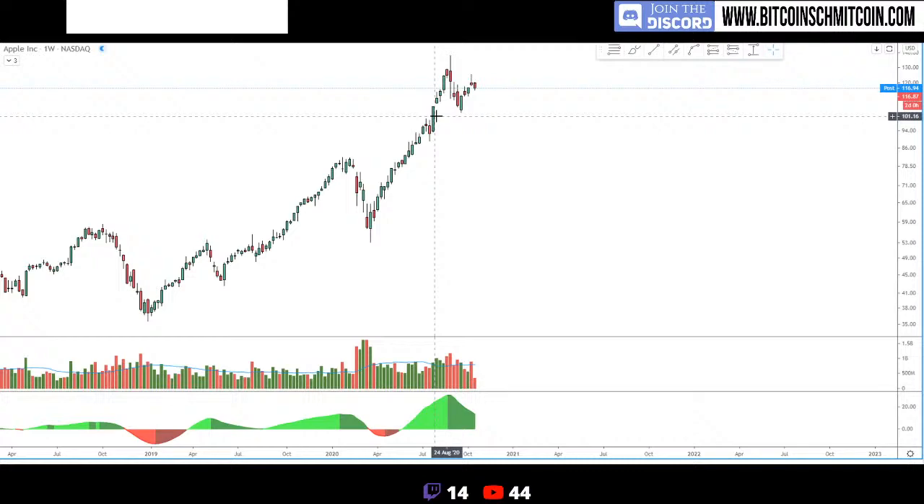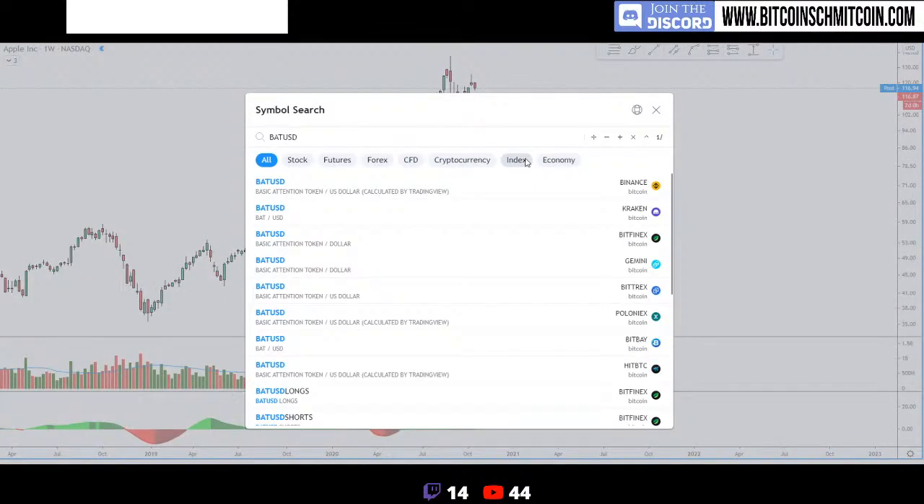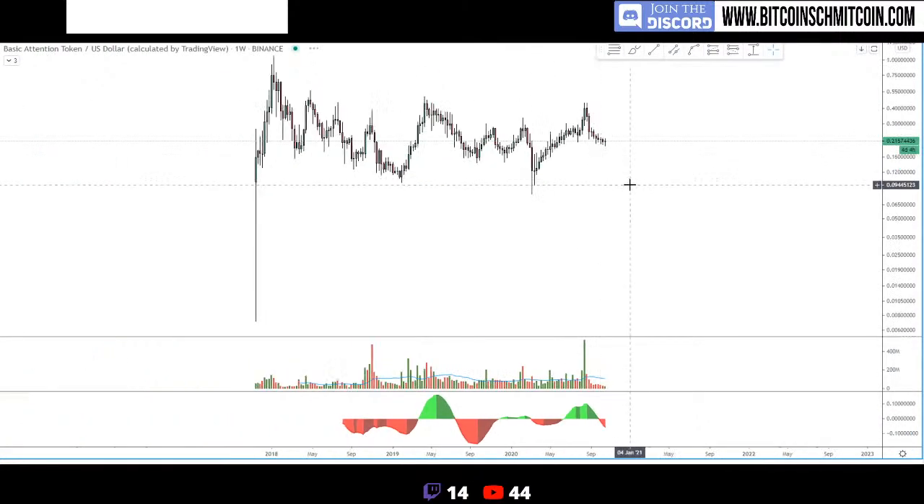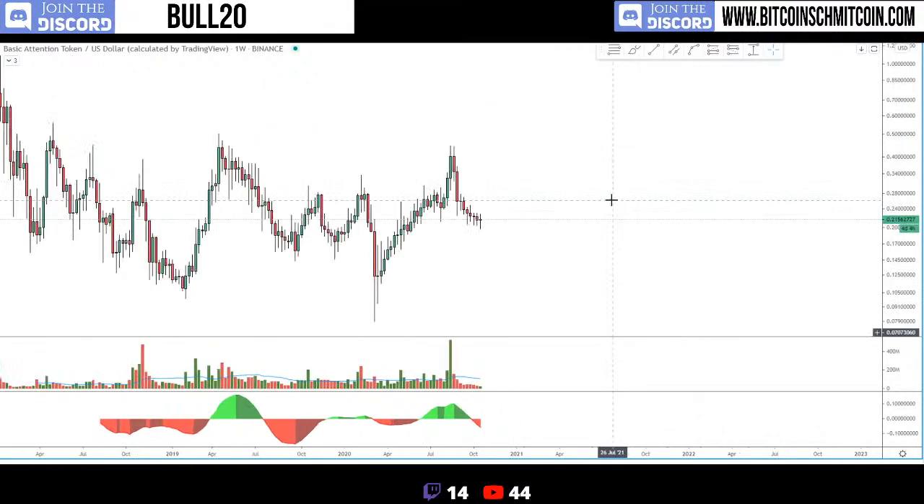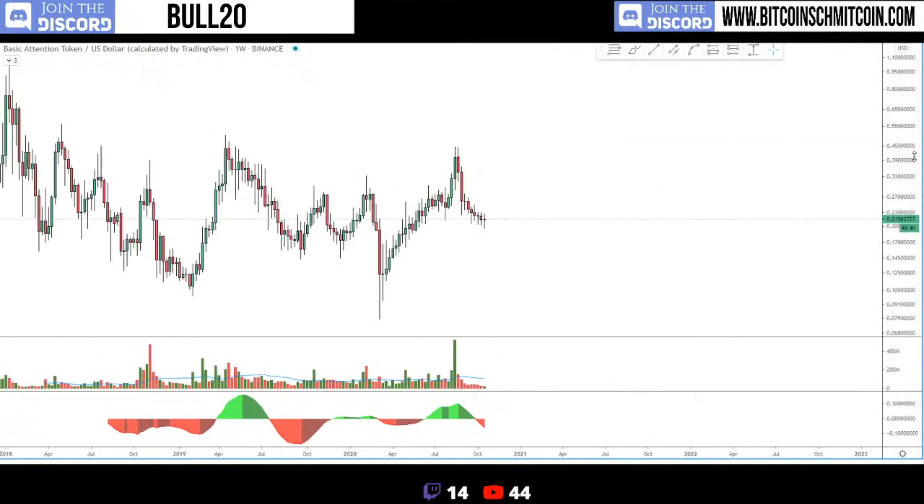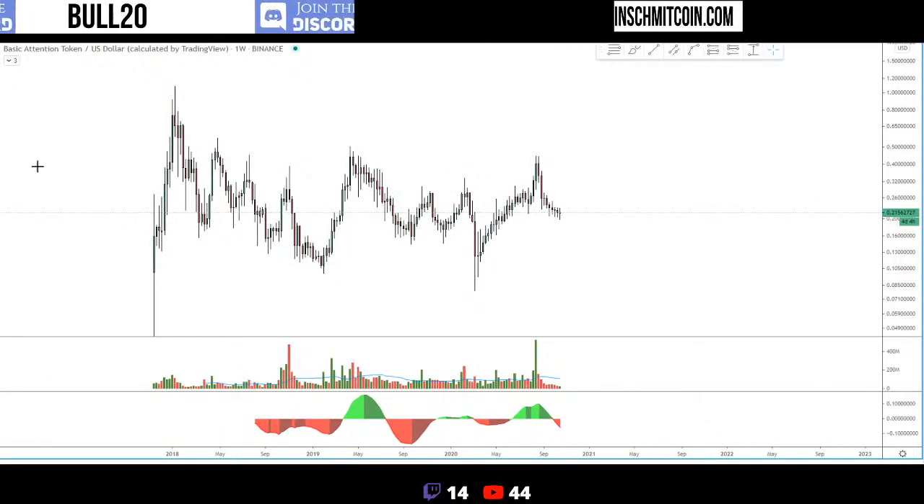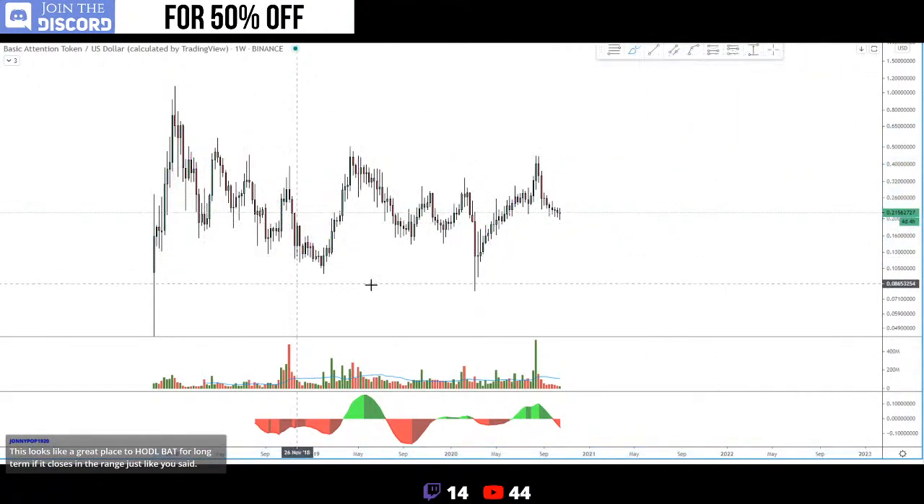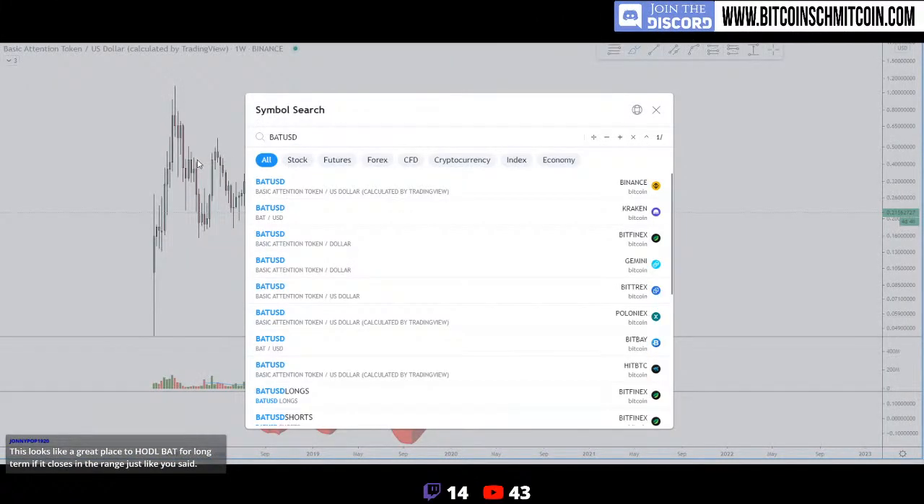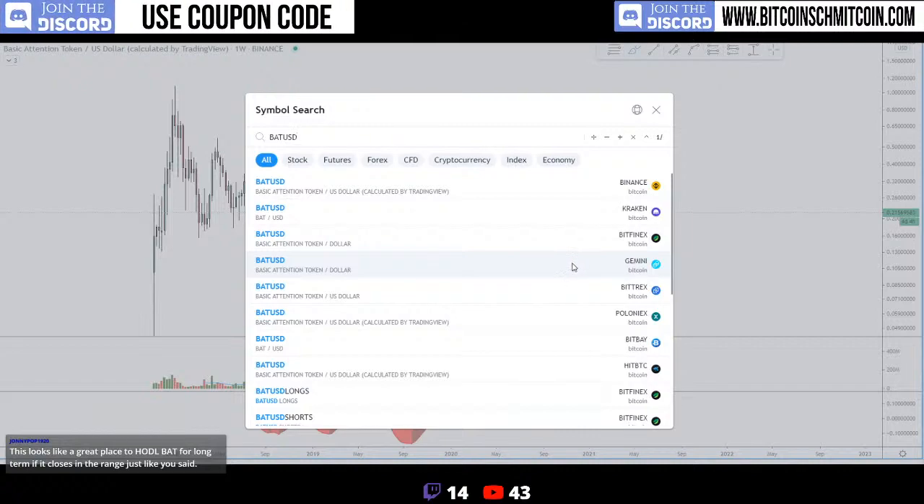Let's look at BAT. Let's look at BAT USD. It's about as oscillatory as you could ask. Is that the most price history we can get? I don't remember when it got released. Didn't it get released like early 2017? I remember the ICO.